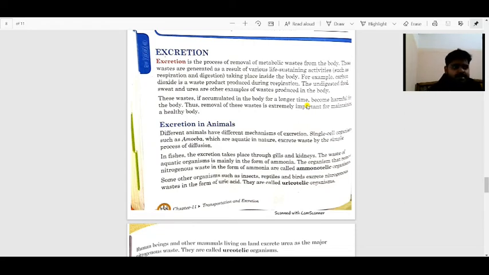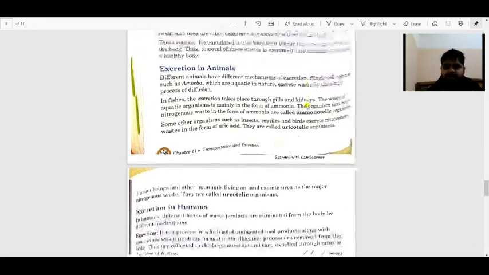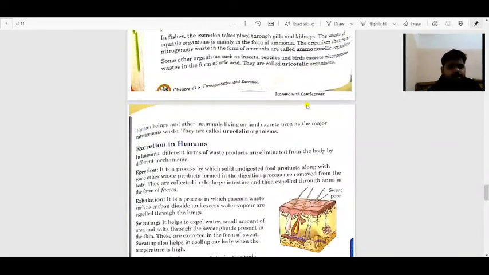Then uric acid is present in birds' wastes, so they are called uricotelic, mostly reptiles and amphibians also. Then ureotelic, like human beings, come under this category because when we excrete, the chief component present is urea, right.